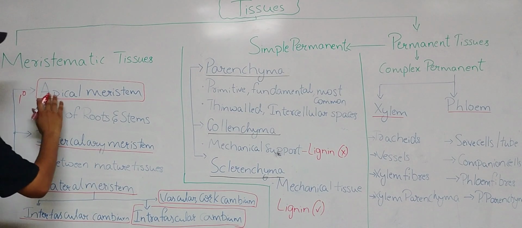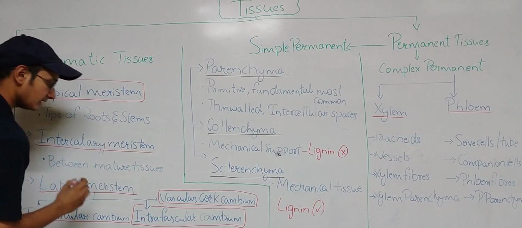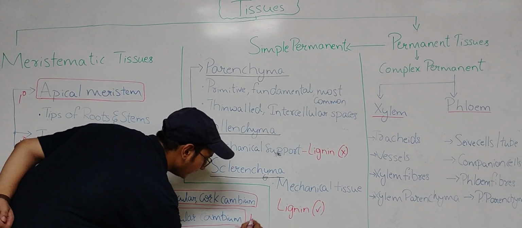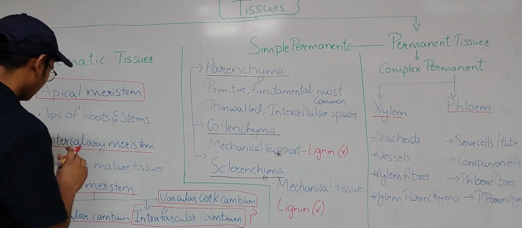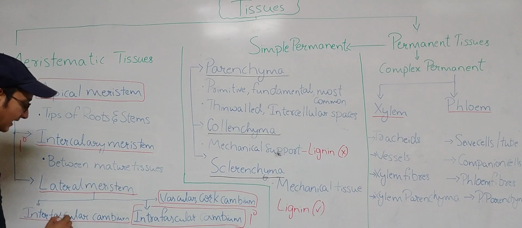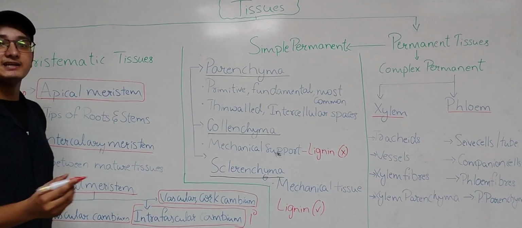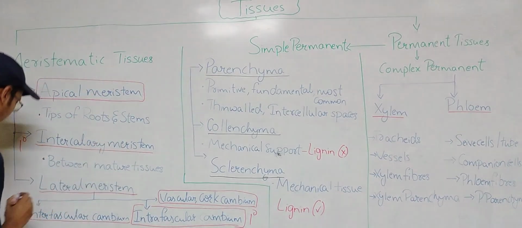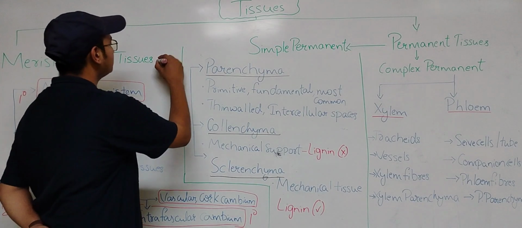Primary growth can be seen only in apical meristem, intercalary meristem and intrafascicular cambium. The rest, like interfascicular cambium, vascular cambium and cork cambium, are responsible for secondary growth. Right. So we have finished the first one.